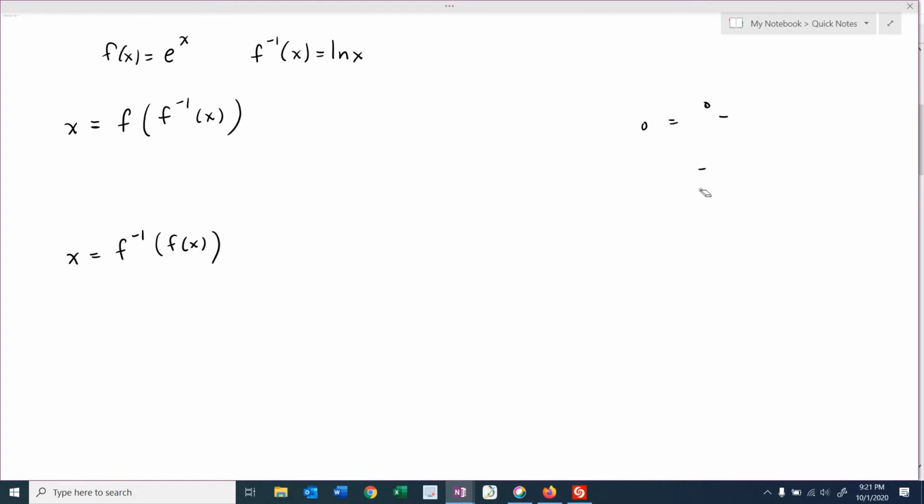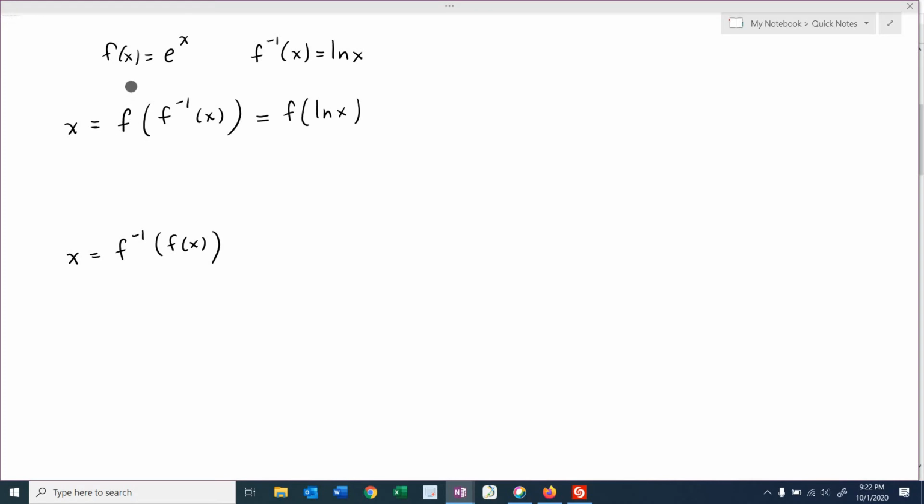Okay, so let's look at that first one. So this says f composed with its inverse. Okay, so f of natural log of x. That's the inverse function. Well, what does this give us?